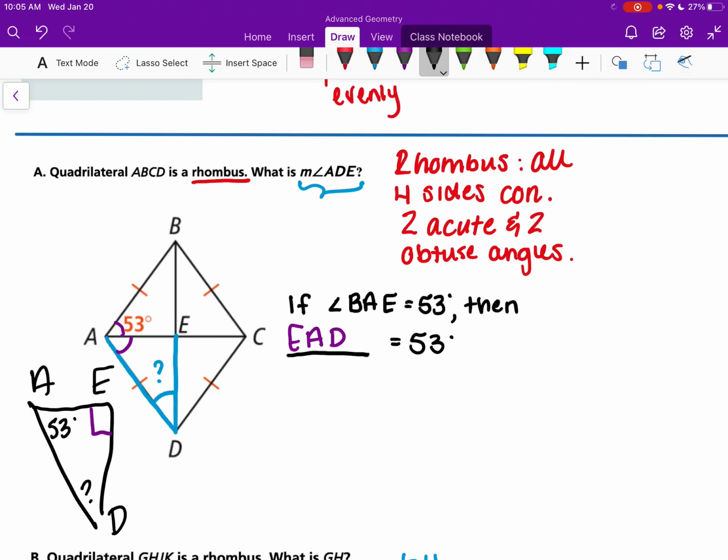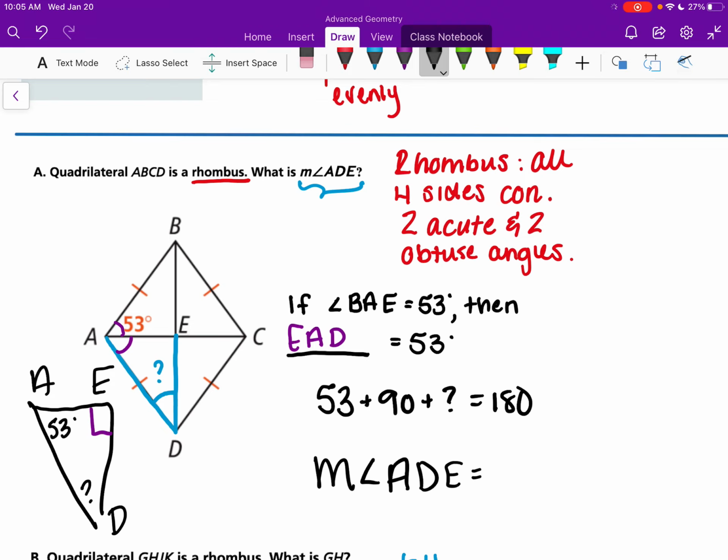Now you can use what you know about triangles, that all angles add to be 180, to know that we have 53 plus 90 plus our unknown must equal 180. So let's go ahead and solve for that: 180 minus 90 minus 53. Our unknown angle, the measure of angle ADE, must equal 37 degrees.